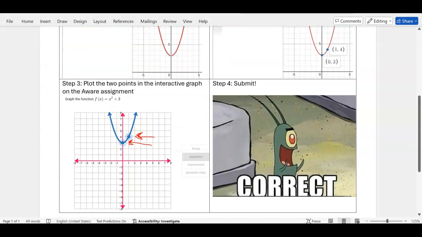Now, this is what it's going to look like on the interactive graph on Aware. 0, 3, put a point. 1, 4, put a point, okay? If you put those 2 points, then it will be step 4, Plankton saying correct, okay?